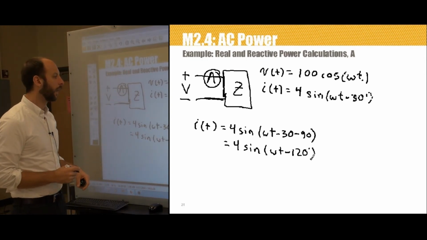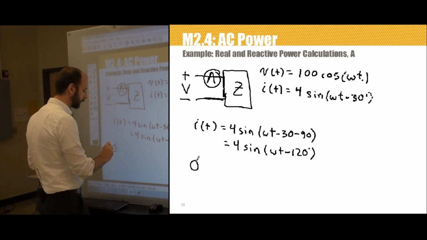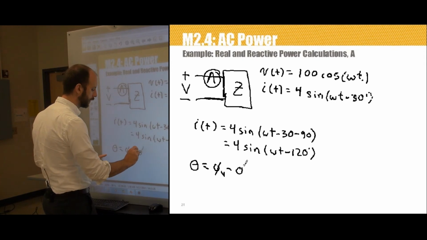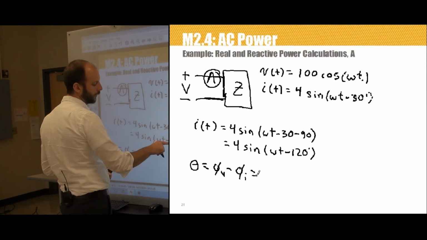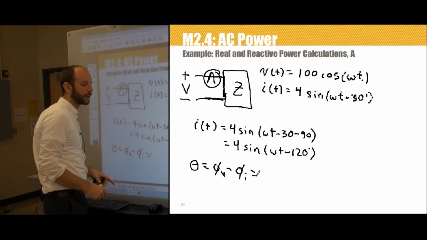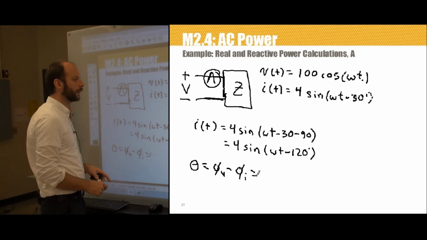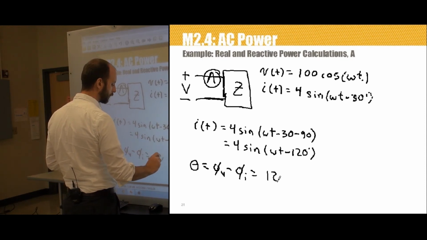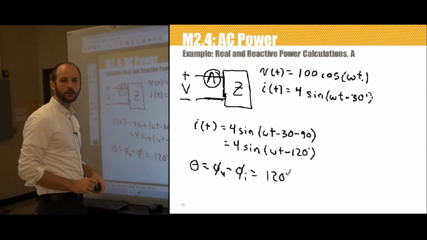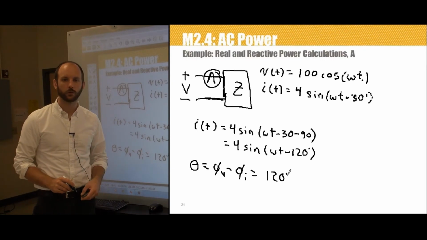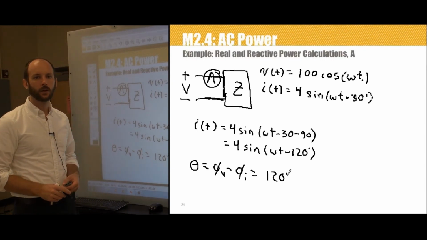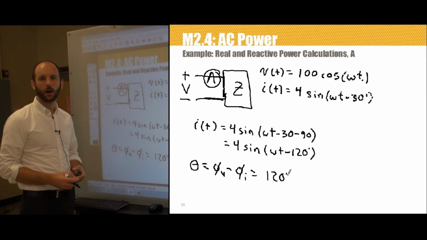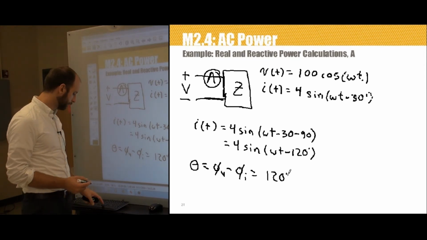All right. Remember that in our calculations, theta is equal to the voltage phase shift minus the current phase shift. Here we've got the current phase shift of minus 120, right? And so that's 0 minus negative 120. That's just a phase shift of 120 degrees, right? So we've got a total phase shift between the voltage and current of 120 degrees there. So let's go ahead and use our formulas for calculating the real and the reactive power.